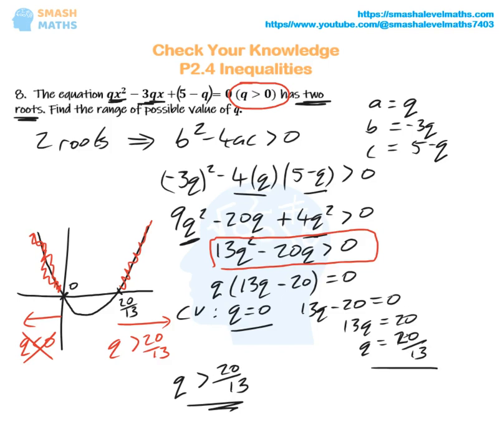Just a quick note on the end, it is always well worth being blatantly obvious in the exam that you've considered all the roots. For example, in this one we had two roots, 0 and 20 over 13, but because we knew that q had to be greater than 0, that allowed us to disregard that one. So we make it absolutely clear in our solution that we've considered it, got rid of it, and so we're left with just our one solution.